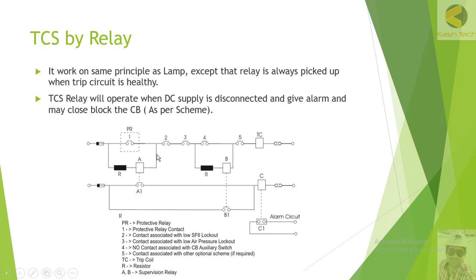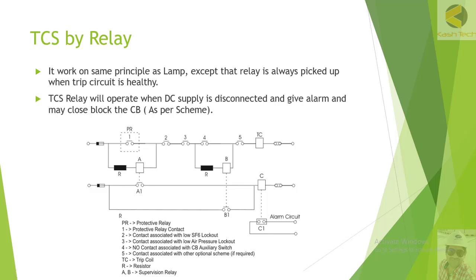So now when this coil is bypassed, the resistance of the circuit and the voltage drop of the circuit is reduced. The coil A is designed so that if coil B and the resistor are bypassed, then it will pick up, and it will give the healthy signal, and it will monitor the tripping coil when the breaker is closed. So coil A is monitoring the tripping coil when the breaker is closed, and coil B is monitoring the tripping coil when the breaker is in open position.